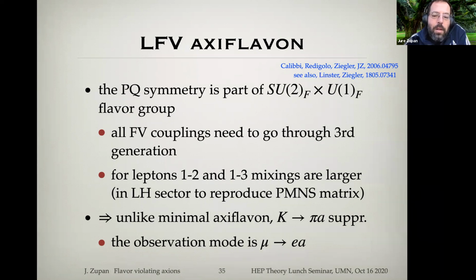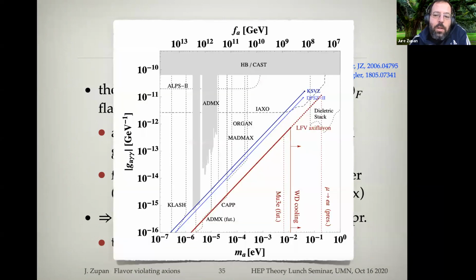So naturally you will start seeing mu to e a before you're seeing K to pi a, and that's what's shown on this plot. These are all the constraints from flavor, and K to pi a doesn't even feature. The red lines here are, so the mu to e a present is this dashed line. Mu to 3e future is another dashed line much further to the left, even further than the white dwarf cooling. And K to pi a would be to the right, so it's not in this plot at all.